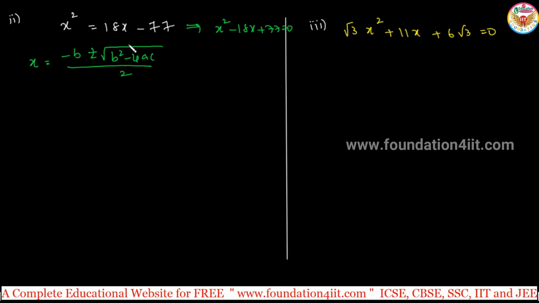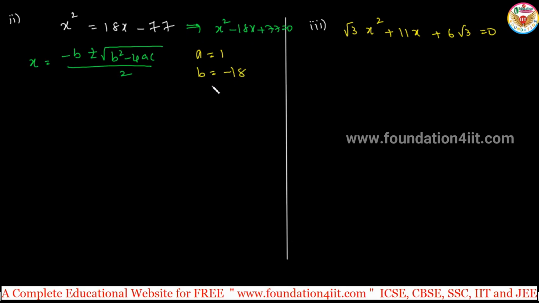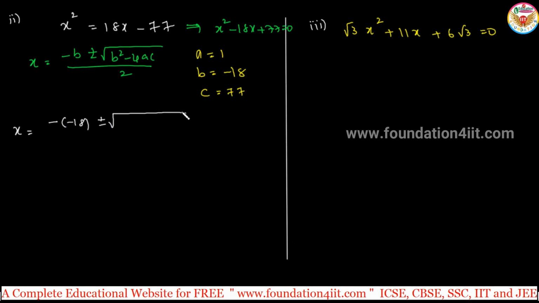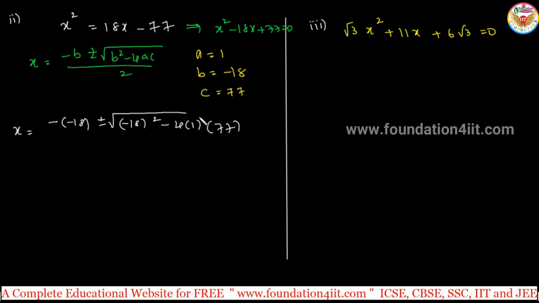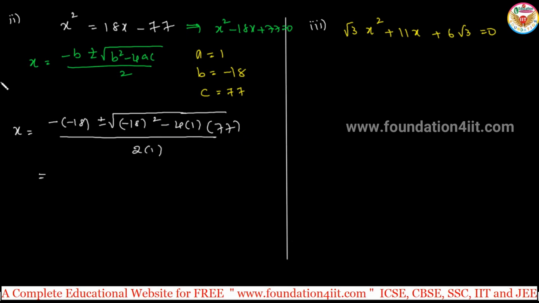That is in order. So x square coefficient here is a is equal to 1, b is equal to, there is no any coefficient, 1 it is. B is minus 18 and c is equal to 77. Substitute here. So x is equal to minus b. B is minus 18 plus or minus b square. Minus 18 whole square minus 4 into a value is 1, c value is 77 divided by 2a.